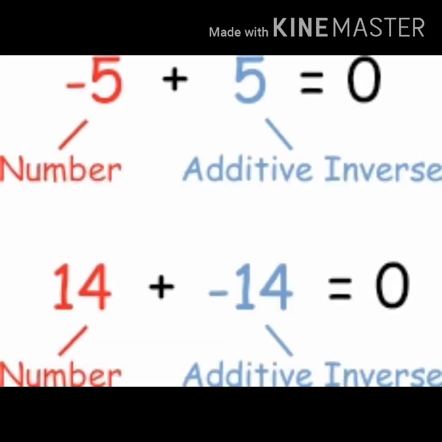Now let's understand the same thing with the help of an example. The first number that is given over here is minus 5. The additive inverse of minus 5 will be 5, and the addition of minus 5 plus 5 is equal to 0. The second example is 14. The inverse of 14 will be minus 14 and the addition of both of the numbers gives 0. So the additive inverse of a number is the same number but with a different sign.